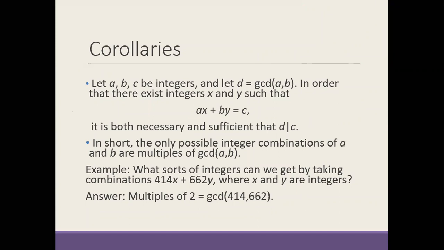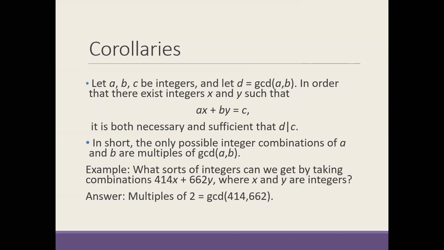Given three integers A, B, and C, suppose D is the GCD of A and B. What does it mean for something to be a necessary and sufficient condition? It's if and only if. Suppose I stumble around and find integers X and Y such that AX plus BY equals C. Well, what must be true about C then? Turns out the GCD has to divide C.